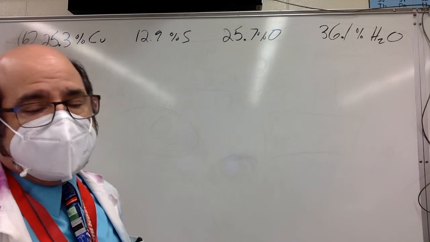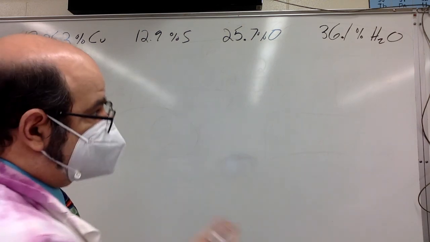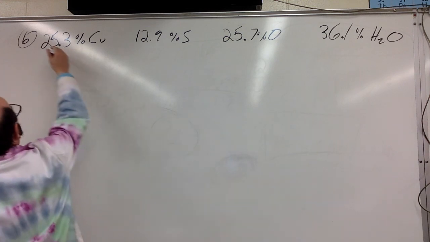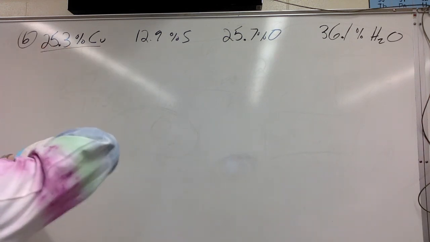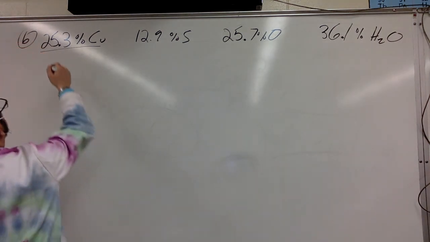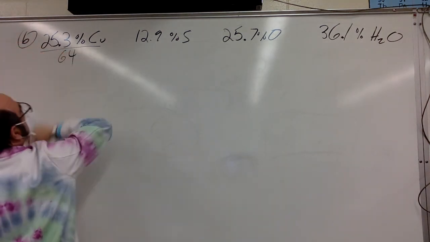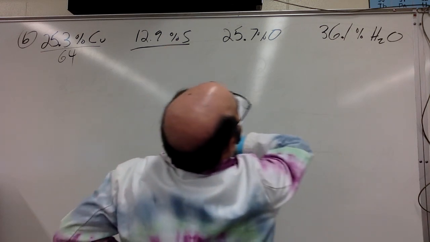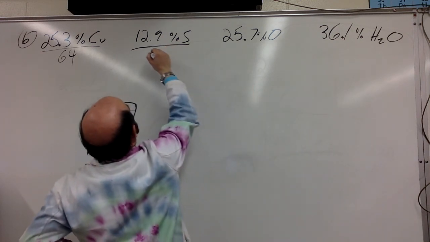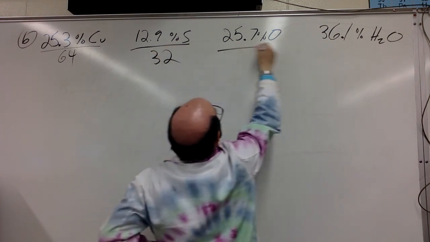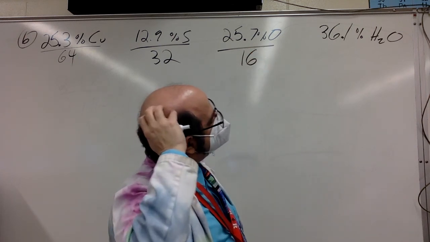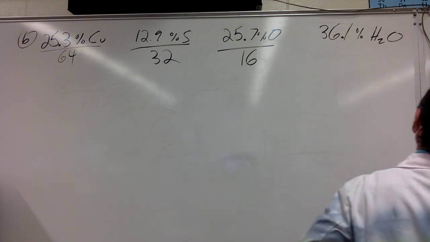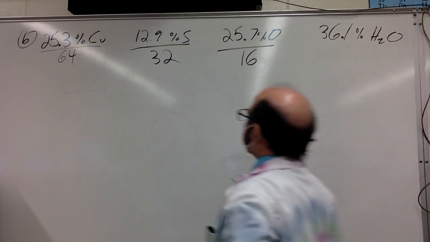empirical formula. The way you do that is what we've been doing all along. You divide by the mass that you find on the periodic table. Copper, rounded off to 64. Sulfur, round off to 32. Oxygen, 16. And water, scratch, scratch, scratch. Water's not on the periodic table, Mr. G. You're right, it's not.